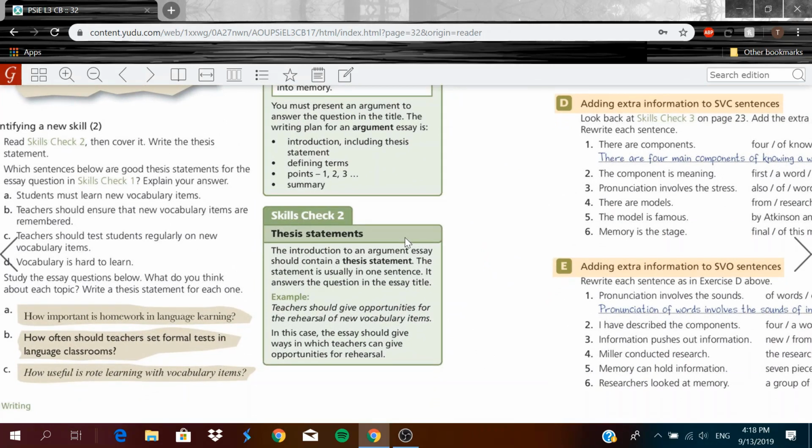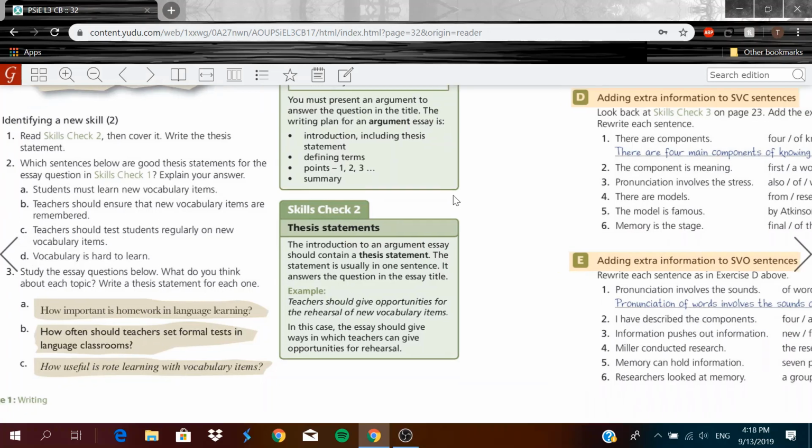Basically, let me say it in a different way. So when starting an introduction in an argument essay, you gotta have a thesis statement right after the introduction, right? And it's usually 1 sentence. Okay, but it can be more, but it's usually 1 sentence, and that thesis statement answers the question in the essay title.